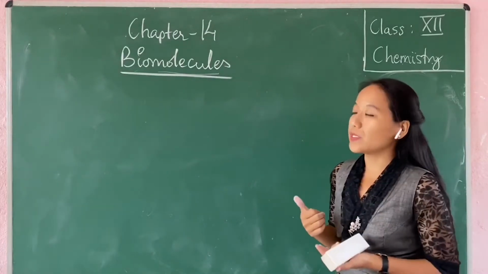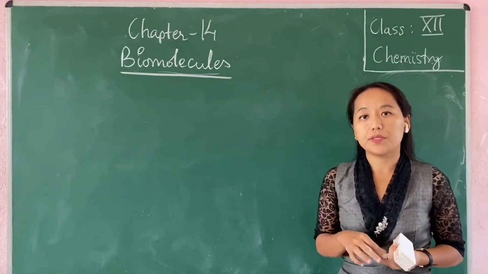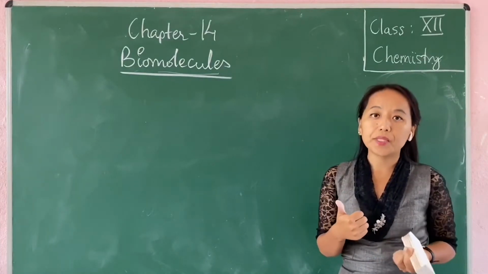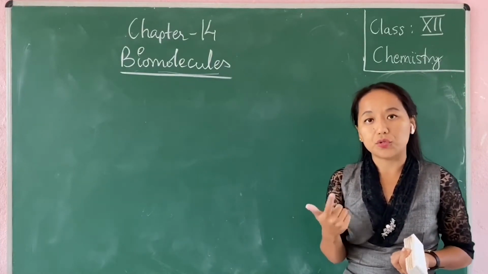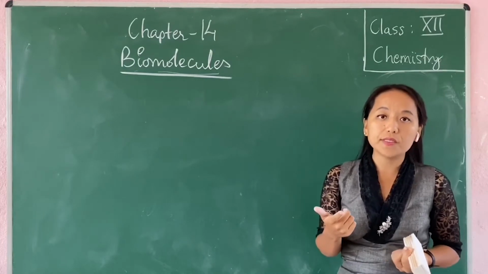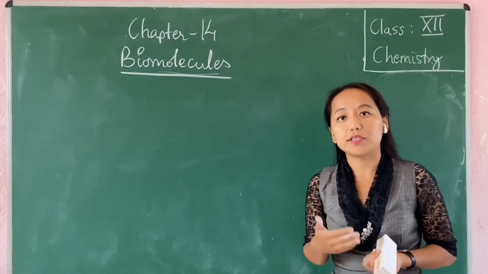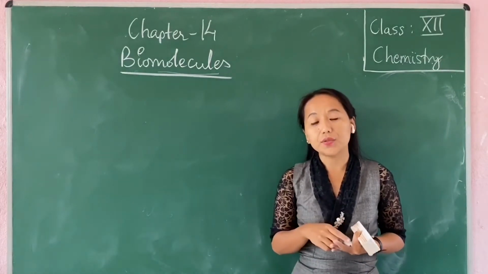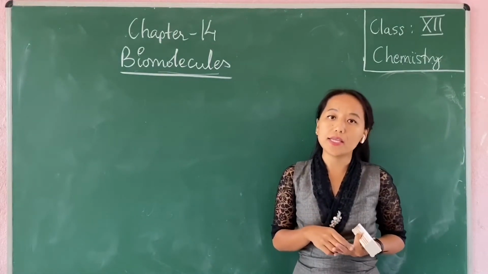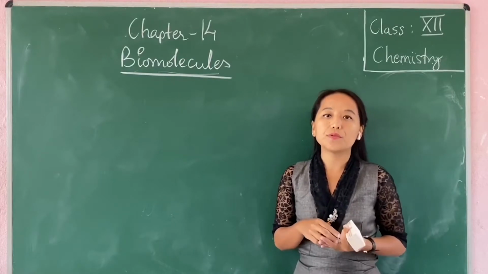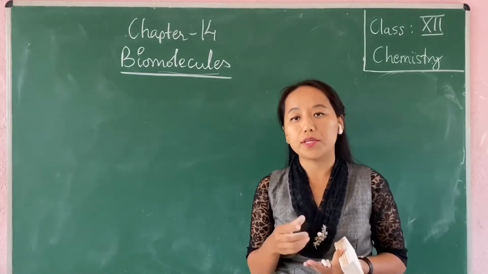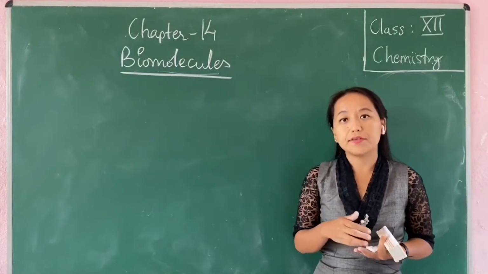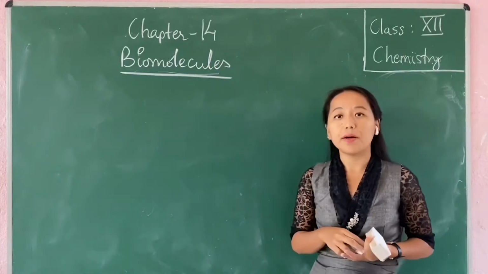To give you some examples of biomolecules, there are carbohydrates, which act as a source of energy, and then there are proteins, which are responsible for building of muscles, and then there are vitamins, deficiency of which causes different types of diseases, and then there are nucleic acids, which include RNA and DNA, which are responsible for the genetic makeup of an organism. And then there are hormones, enzymes, fats, all of which come under biomolecules.